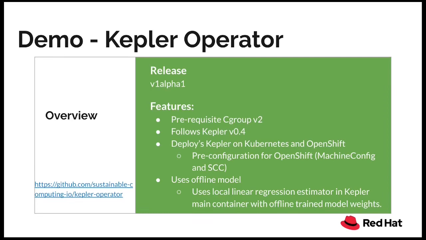And right now, Kepler uses a local linear regression estimator in the Kepler main container with offline trained models. But in the next release, we are planning to provide an end-to-end learning pipeline where it can train the model as well as use the model.